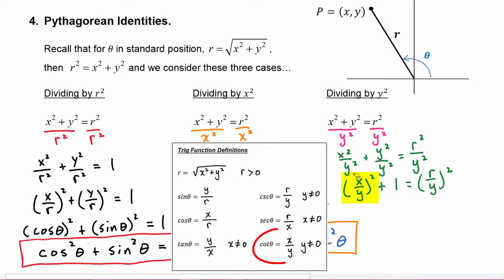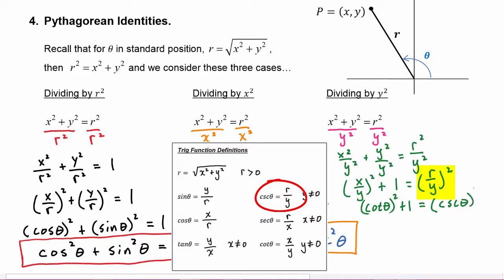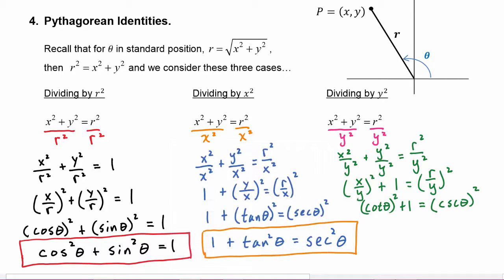We know using our trig definitions that x over y is equal to cotangent of theta, and that's being squared, plus 1. R over y, using our trig definitions, is cosecant theta, and that's being squared. So finally, we can write this as cotangent squared theta plus 1 is equal to cosecant squared theta. And that is our third and final Pythagorean identity.